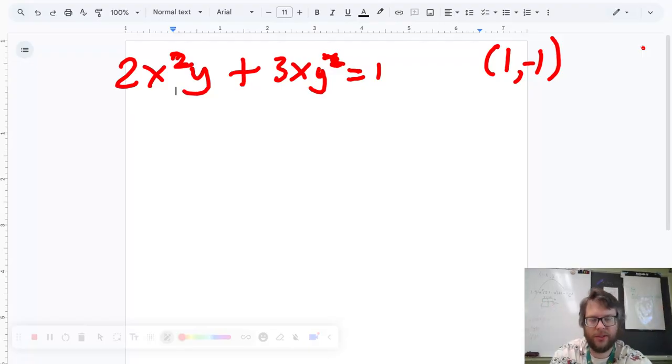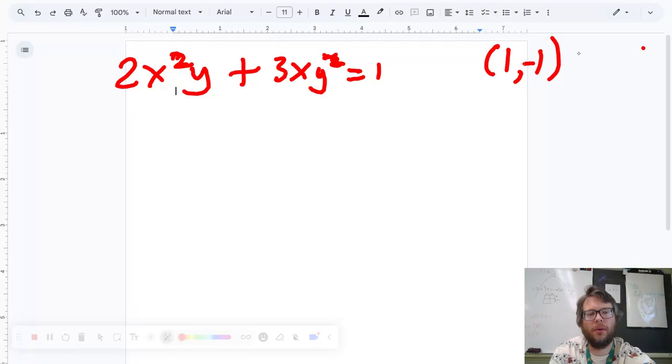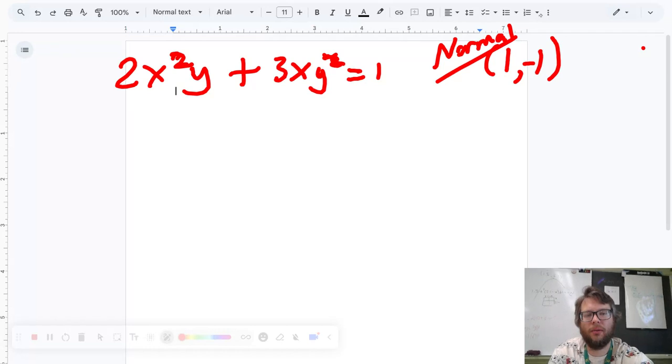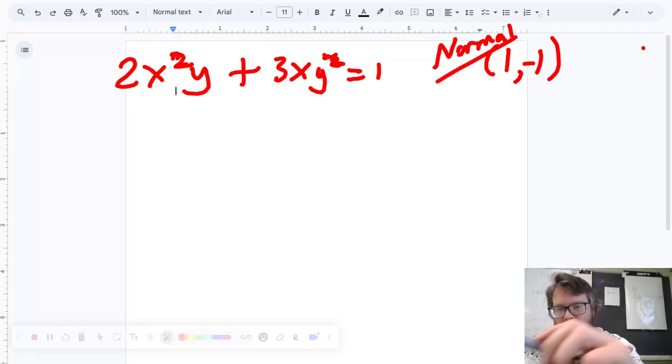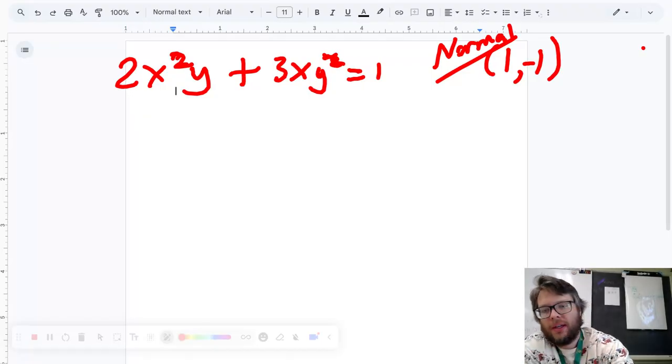Okay, so we're going to do this and we're going to find the normal. We want to find the normal line at (1, negative 1). So first we take our derivative, and we take our derivative of everything. If we touch the letter y, we're thinking of it as a function of x. So on the first term, I have a product, so I do product rule.